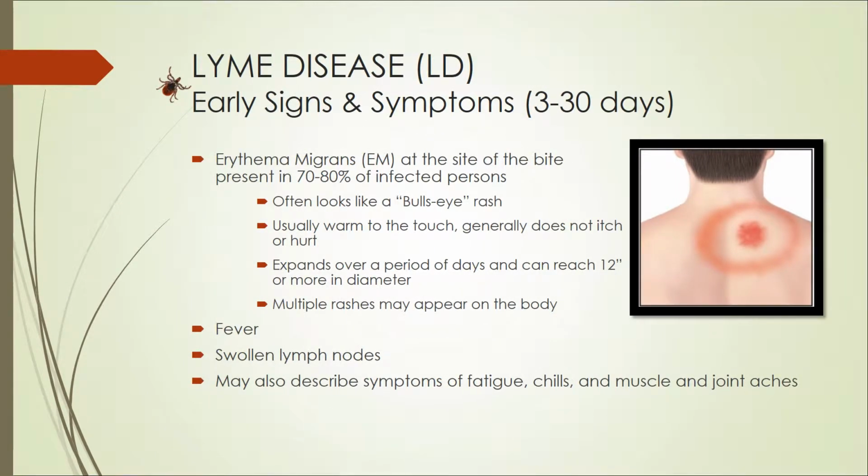These are the early signs and symptoms that an affected person may present within 3 to 30 days. 70 to 80% of people infected with Lyme disease will develop a rash called erythema migrans, or EM for short, where the tick had attached. Often it will develop into what's referred to as the classic bullseye rash. The rash may be warm to the touch, but generally does not hurt or itch. It expands over a period of days and can grow to be 12 inches in diameter or larger. Multiple rashes may appear anywhere on the body.